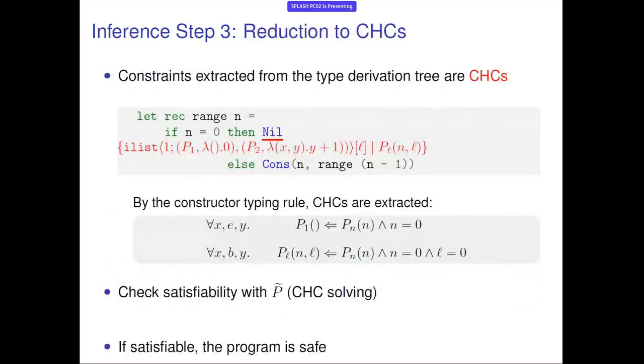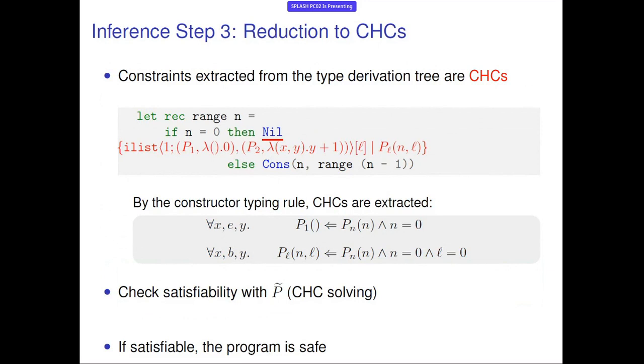In step 3, we reduce the program to CHCs. CHCs are extracted from the type derivation tree. In this example, new has this long type, and this type has 3 predicate variables, P1, P2, and PL. Using the constructor typing rule, we can extract 2 formulas which include predicate variables. These are CHCs. Of course, from the other parts of the type derivation tree, we can extract more CHCs.